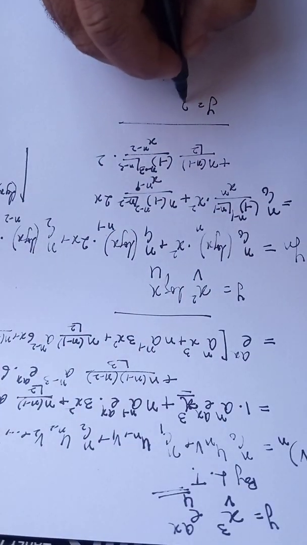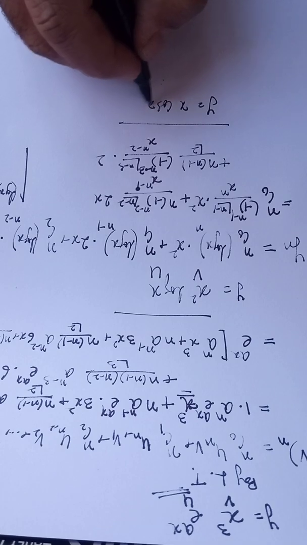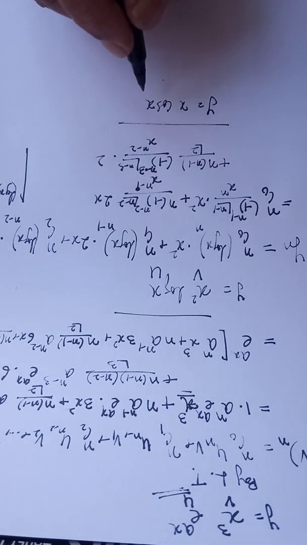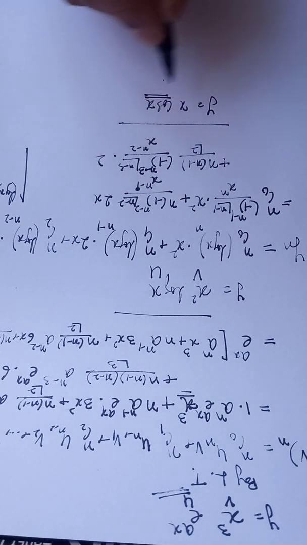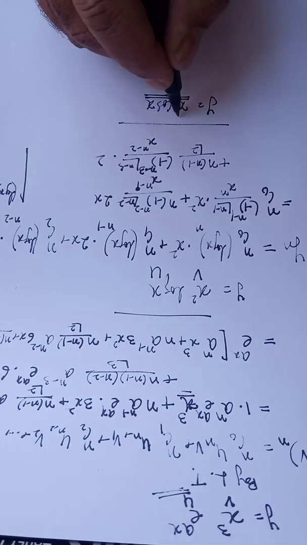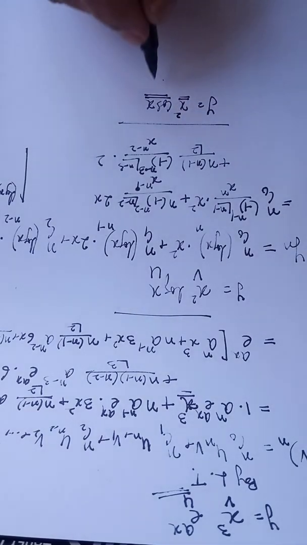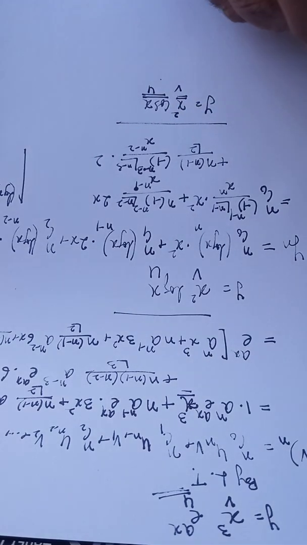Y equal to x square cos of x. Let me keep x square as u and cos x as v. So what is the nth derivative?